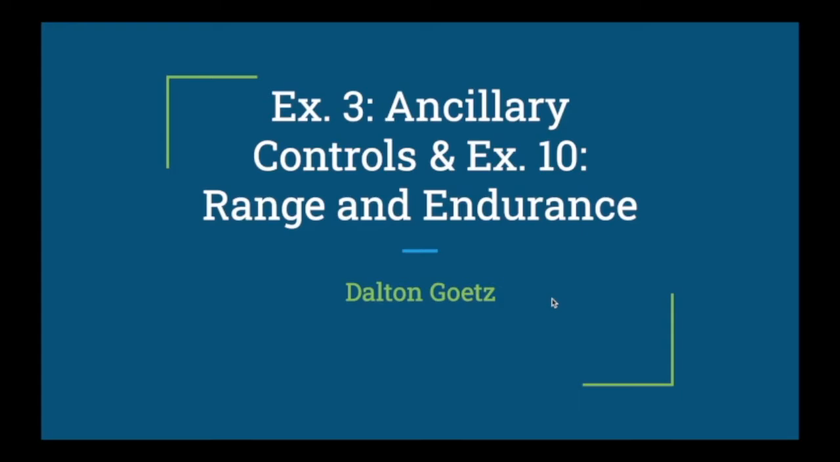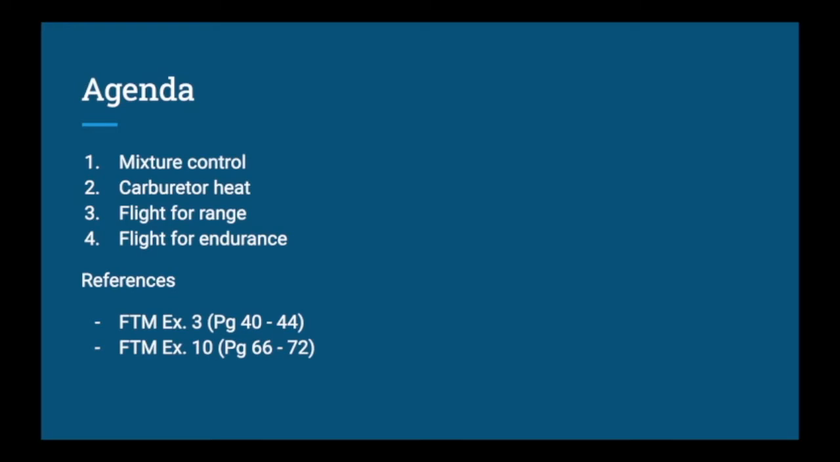Today we're going to move on to our next flight lesson. We're going to be covering the ancillary controls, and the main focus will be range and endurance for today. Some of the ancillary controls we're going to focus on are the mixture control and the carb heat for carbureted airplanes, and then we'll talk about what is flight for range and what is flight for endurance. Your reference is the Flight Training Manual, exercise 3 and 10.